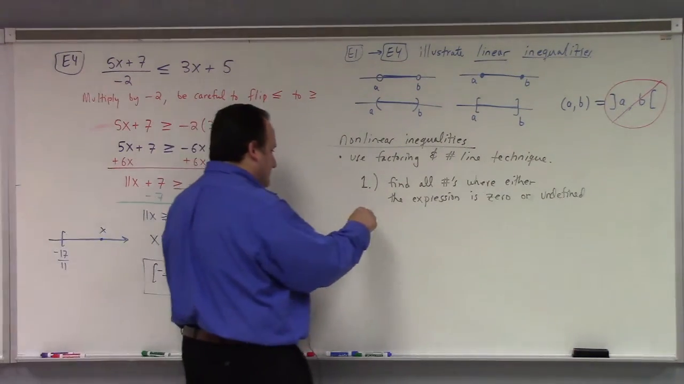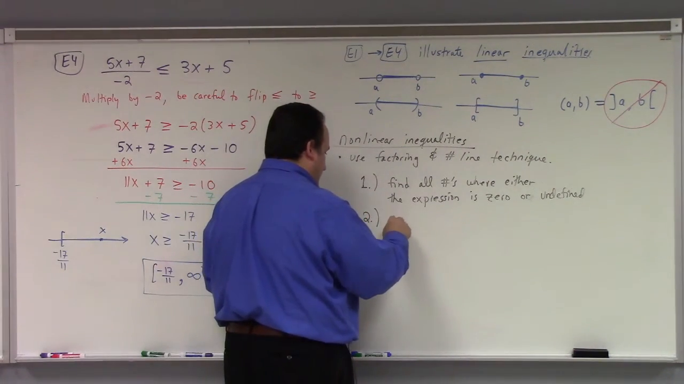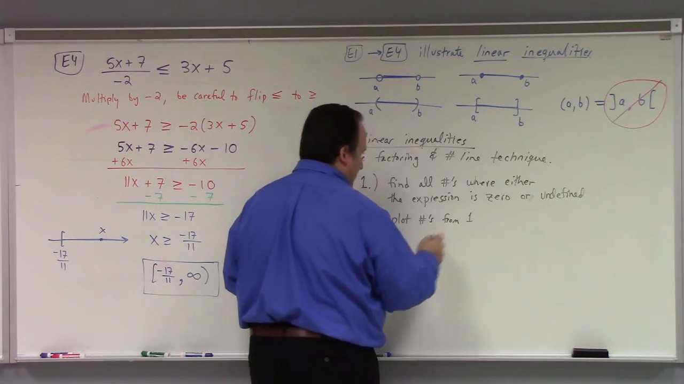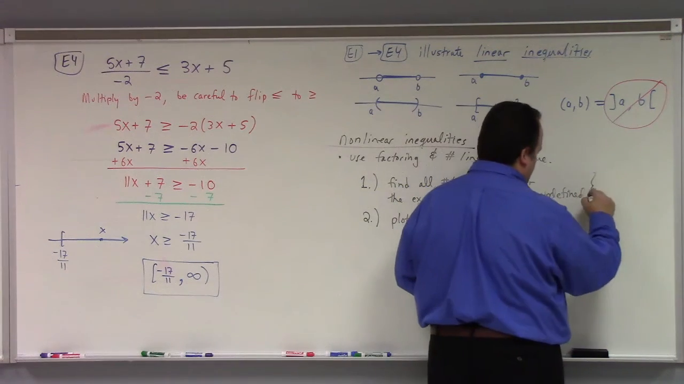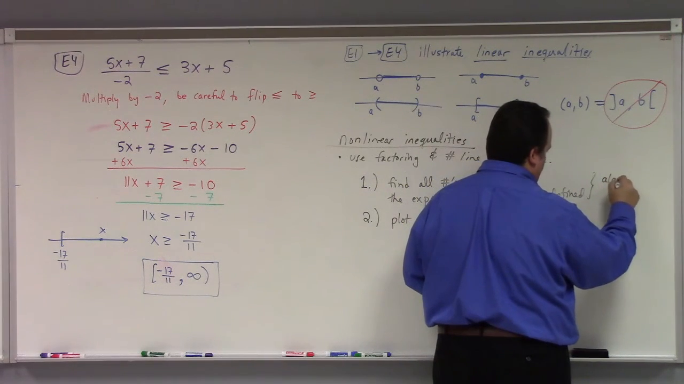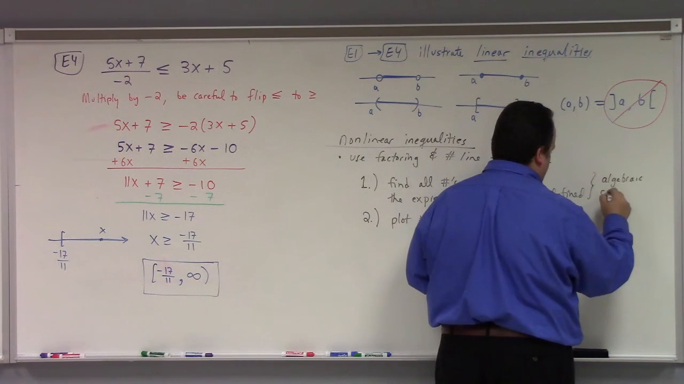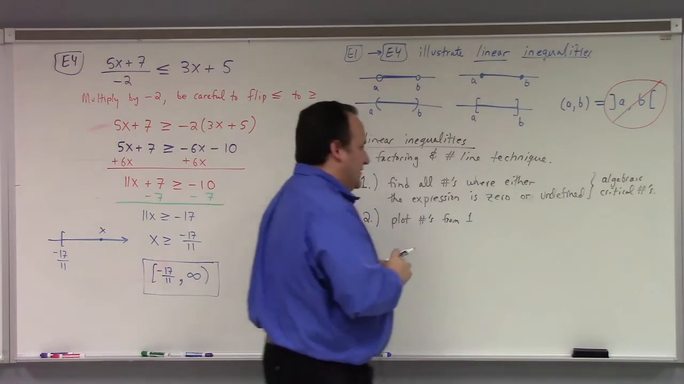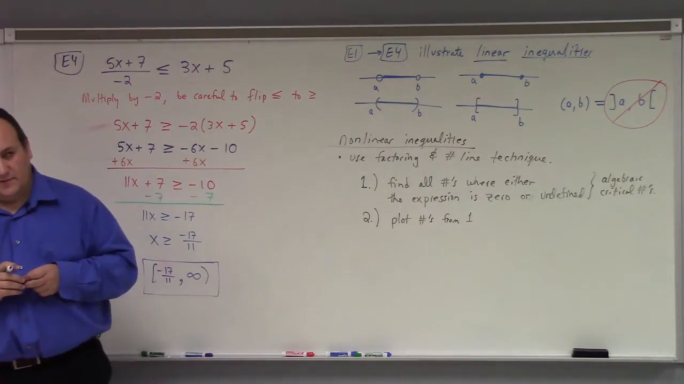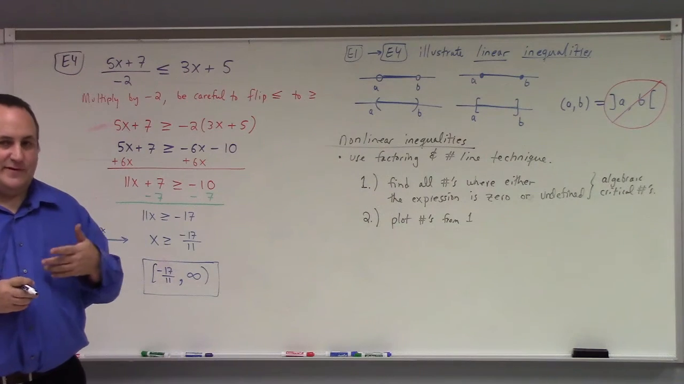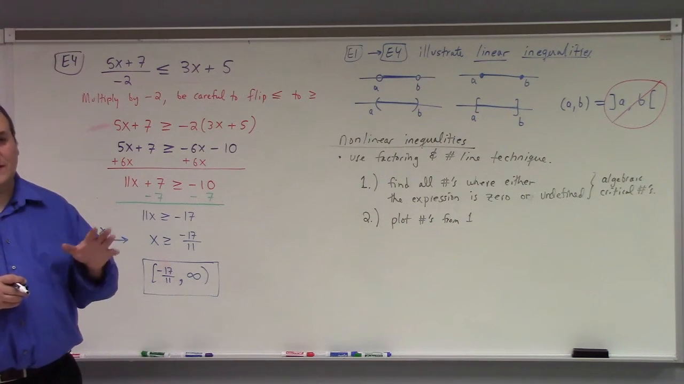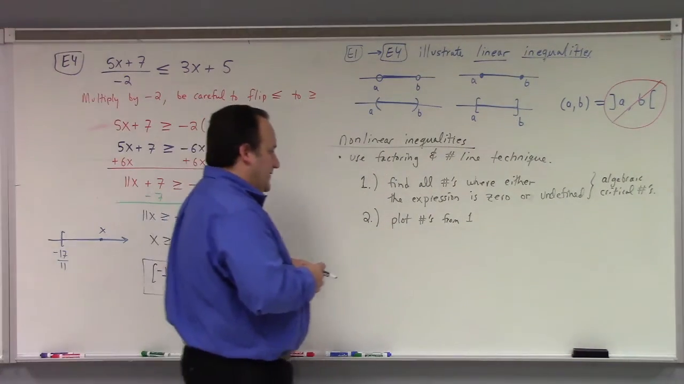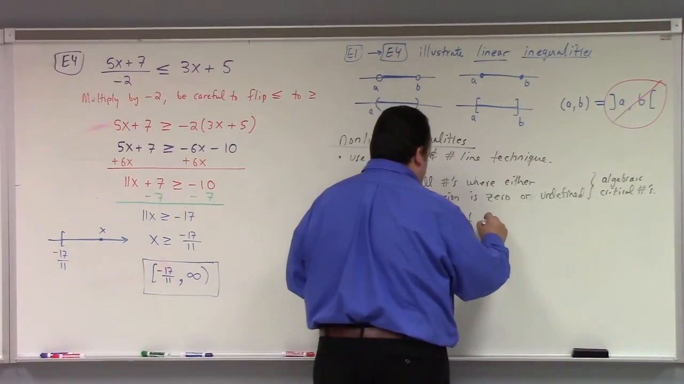Step number 2, plot numbers from step 1, and let's call these numbers algebraic critical numbers, just to give them a name so we can talk about it. We're only talking about algebraic critical numbers in here, so if you just want to call them critical numbers, feel free. So you plot these critical numbers from step 1 on a number line.